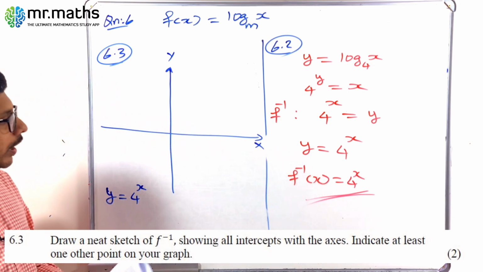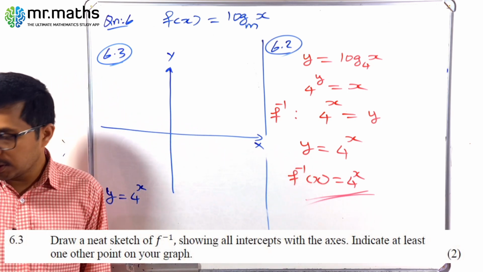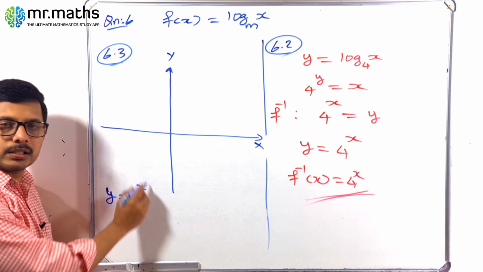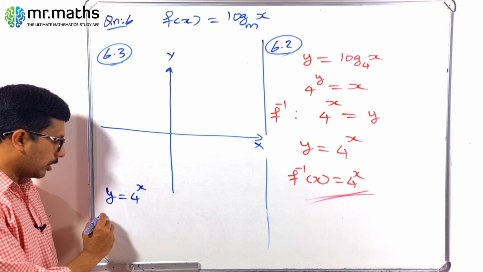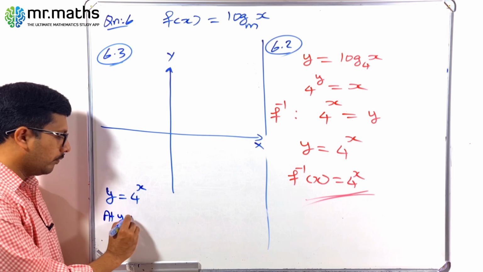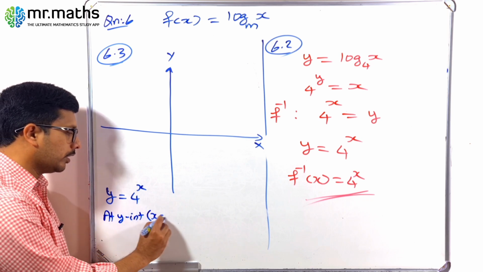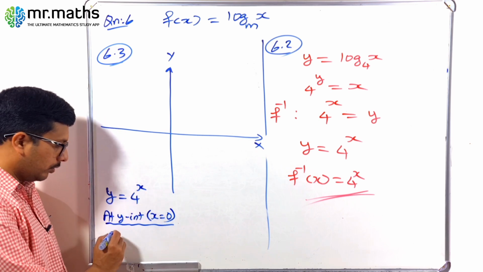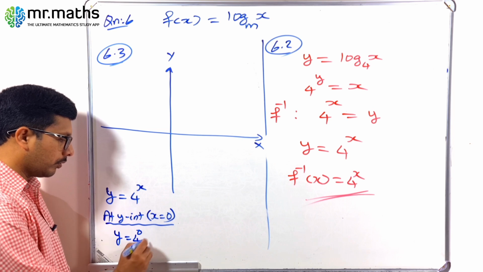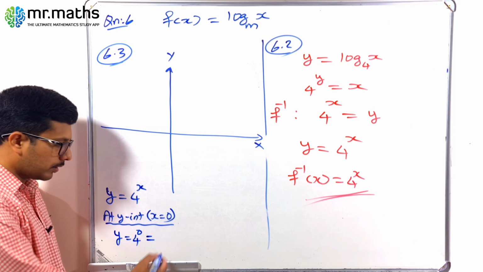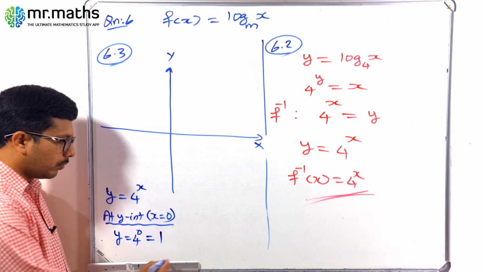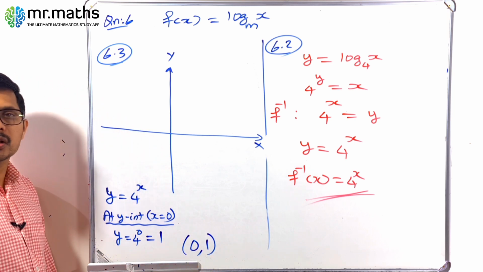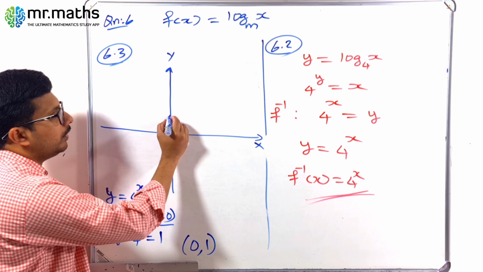In that graph, what about the y-intercept? Here this is the graph that we are supposed to draw. At the y-intercept, you know that x is equal to 0. So if I substitute x as 0, y is equal to 4 raised to 0. Any number raised to 0 is 1. So what is the coordinate? X is 0, y is 1. So it is passing through (0, 1).